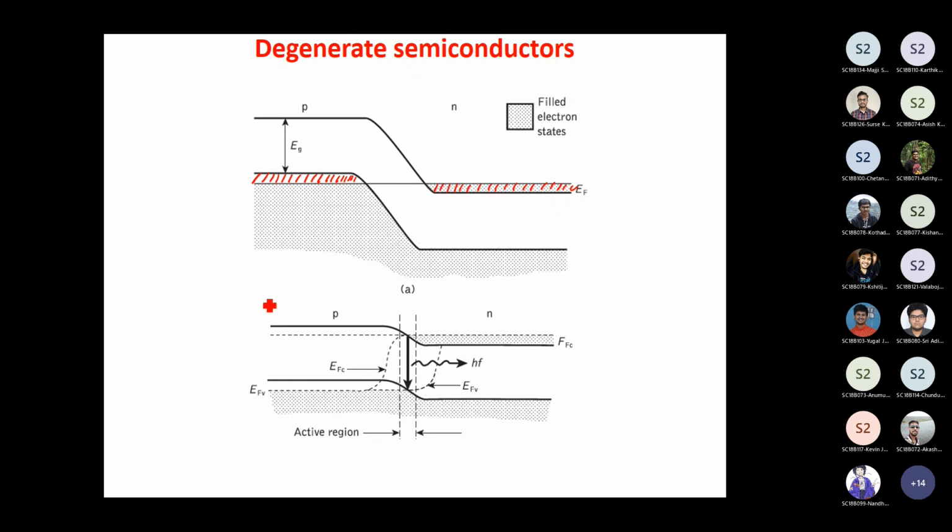Now, once you apply a forward bias, the n-side band would move up, and the width of the depletion region is going to decrease. You would see that in the depletion region, which is also called the active region, in this narrow region, there are more electrons here compared to here. Which means in the depletion region you are going to have population inversion.